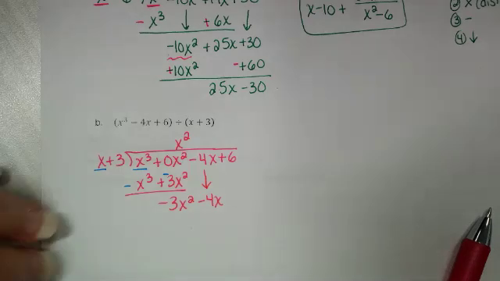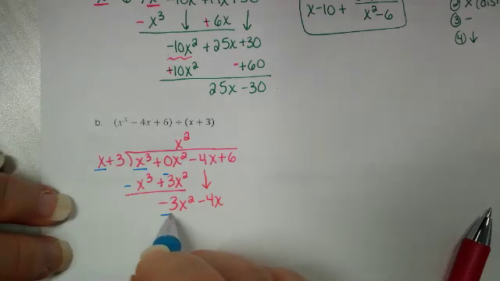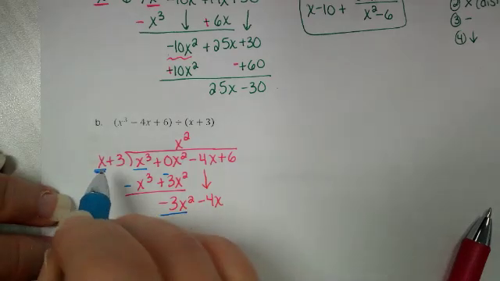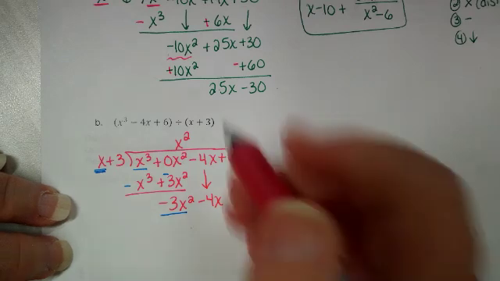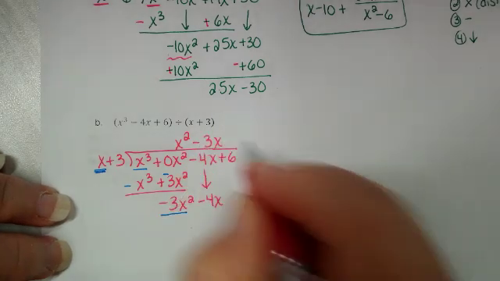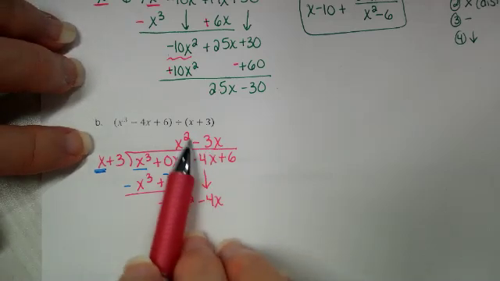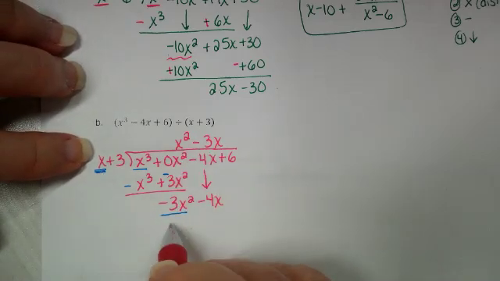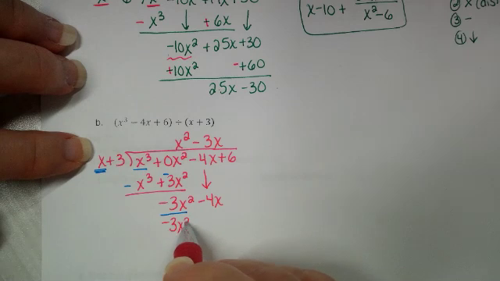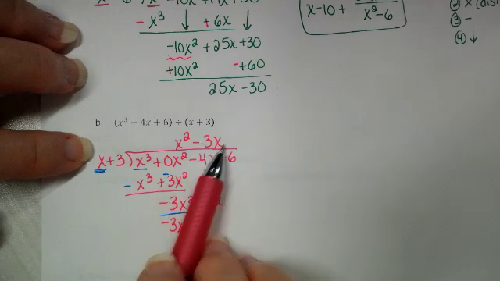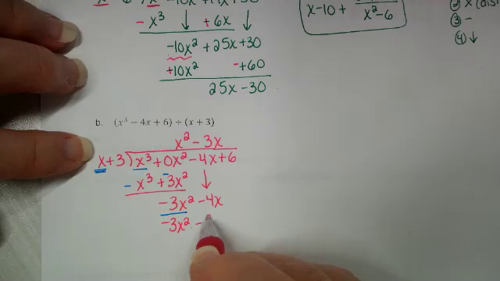And we start the process again. What is negative 3x squared divided by x? Well, that's negative 3x. So now we distribute. Negative 3x times x is negative 3x squared. Negative 3x times 3 is negative 9x.